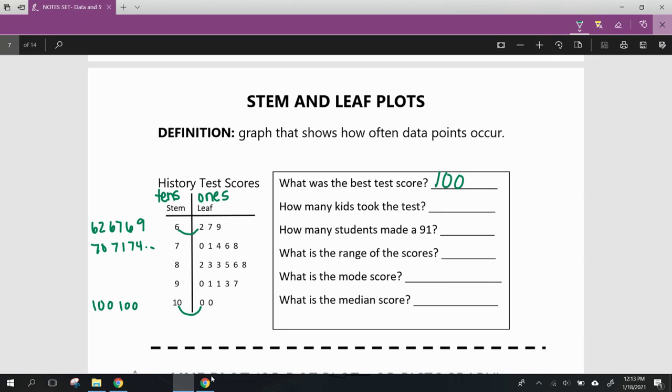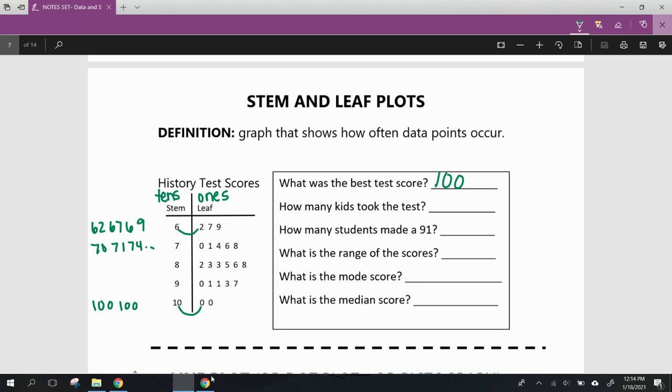How many kids took the test? Well, our stems represent if we're in the 60s, 70s, 80s, or 90s, so on, but our leaves represent actual scores, right? There is a 2 listed because someone made a 62. There is a 0 listed here because someone made a 70. So we're going to count the leaves in order to determine how many kids took the test. Go ahead and count them up.